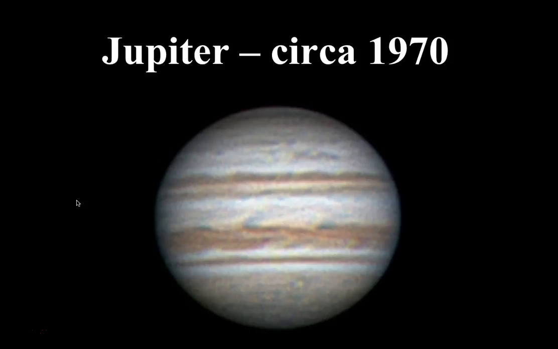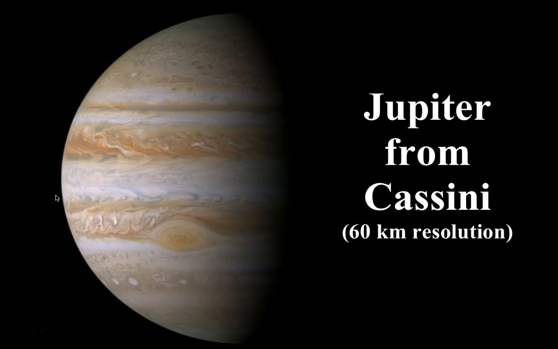Okay, so here is what Jupiter looks like at about that same time frame, 1970. Notice that it's not a very clear picture. And then, boom, from Cassini again, 60-kilometer resolution. I mean, you can see some very, very fine detail here.